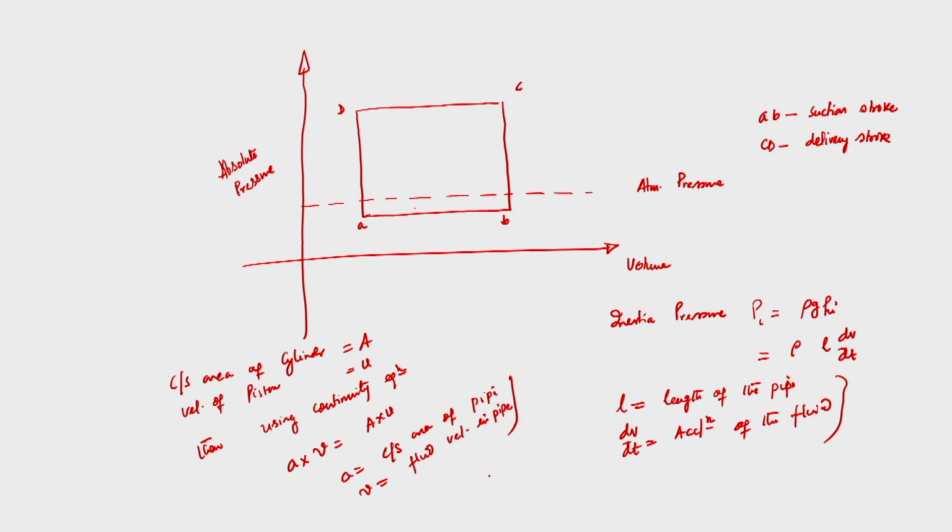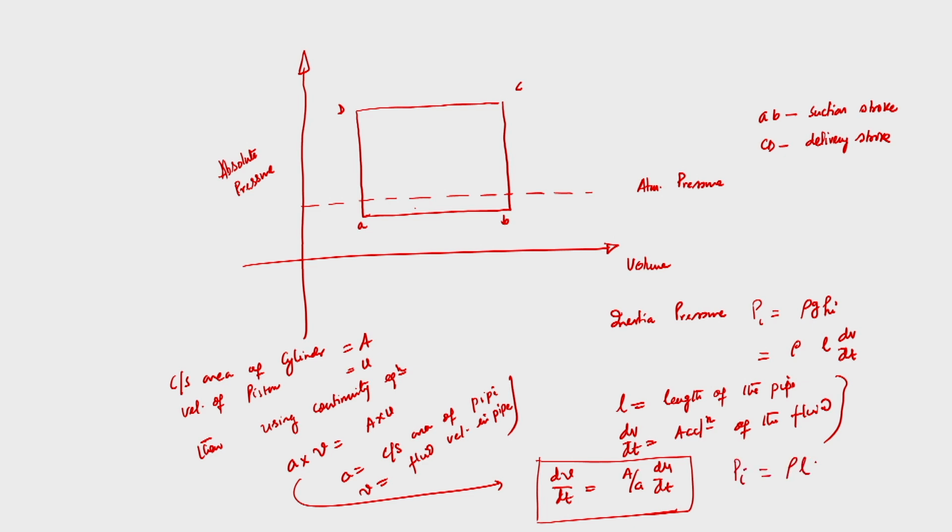So from there, we can write dV/dt is equal to A by small a into du/dt, where capital A is the cross sectional area of the piston cylinder, small a is the cross sectional area of the pipe, and u is the piston velocity. So I have obtained dV/dt. That is important, because we need it for the inertial pressure. So inertial pressure Pi will be equal to rho into L into A by a into du/dt.